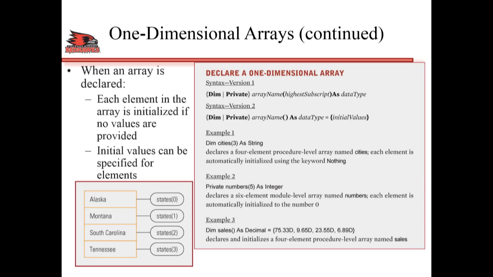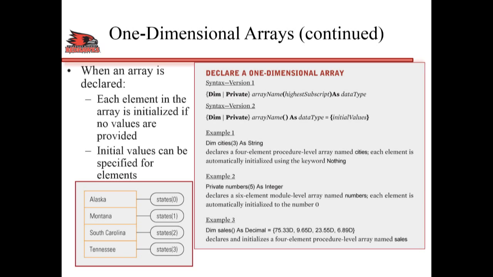The second example is defining an integer array called numbers, and see here it's Private, meaning that it's like a class variable. So all the sub functions and subroutines can access this variable. When you want something like that, you define it as Private, not as Dim. So it has a class scope instead of a module scope. Anyway, numbers(5) is basically declaring a 6 element module level array named numbers, and each element is automatically initialized to 0.